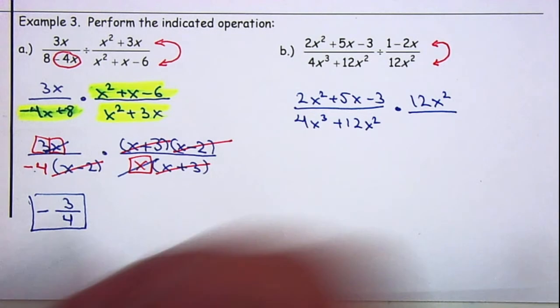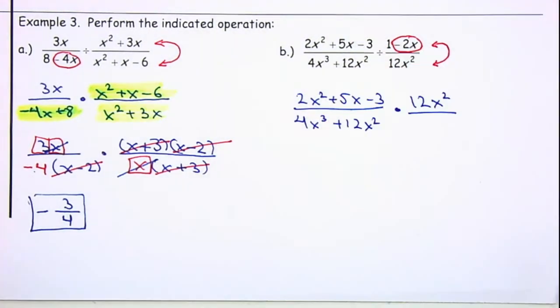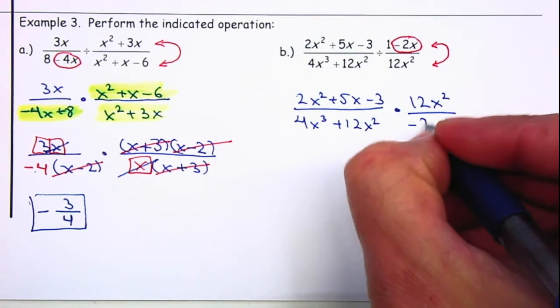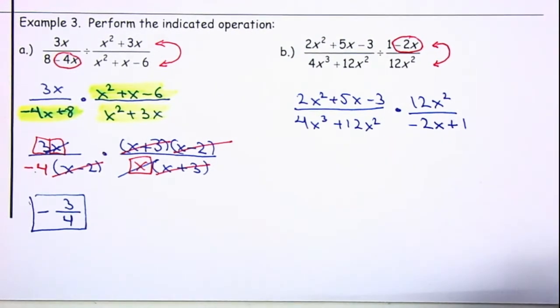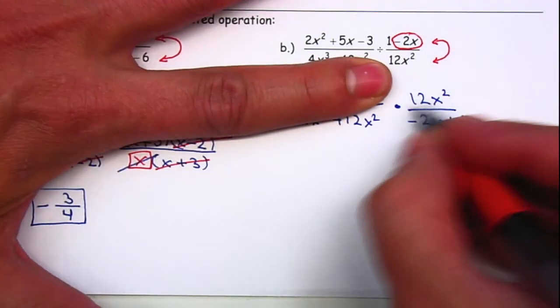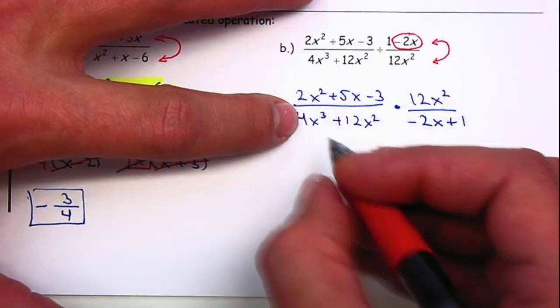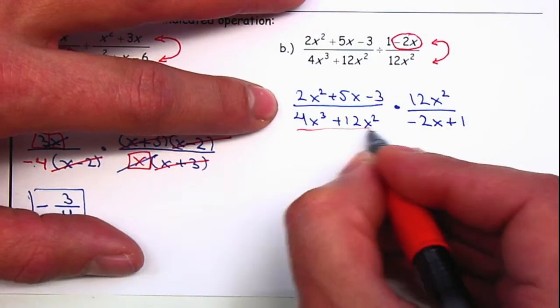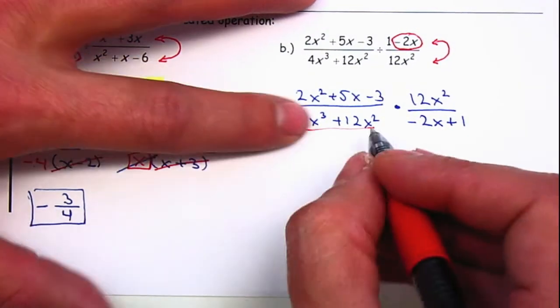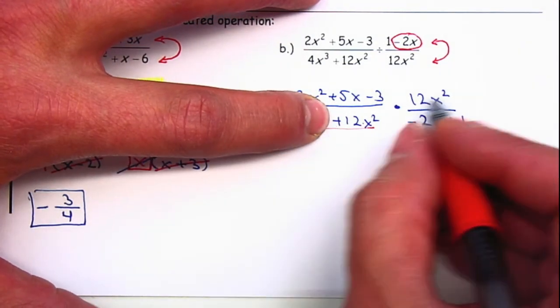Now, I noticed that I need to rewrite this, correct? That should be first. So that should be a negative 2x plus 1. Now, many of you are going to be tempted to do this on the test. You say, oh, I can cancel the 12x squared. You cannot cancel the 12x squared because there's a plus in here. This is a whole polynomial. It's not a factor. The 12 is not a factor. It's adding. So do not cancel that out.